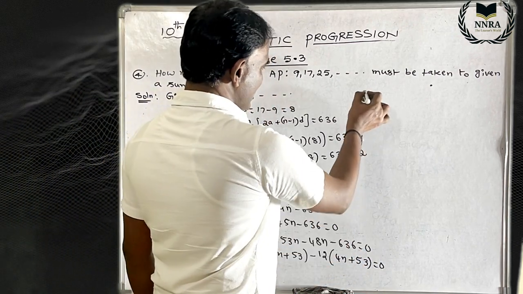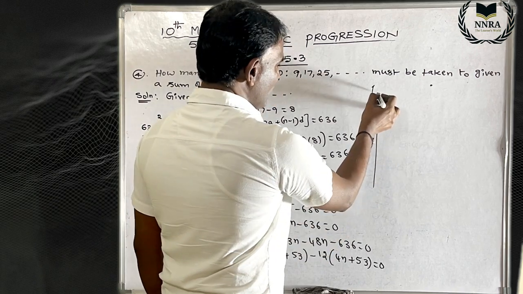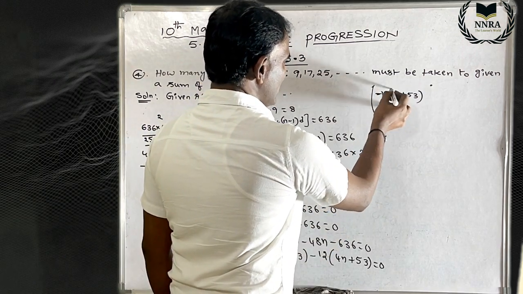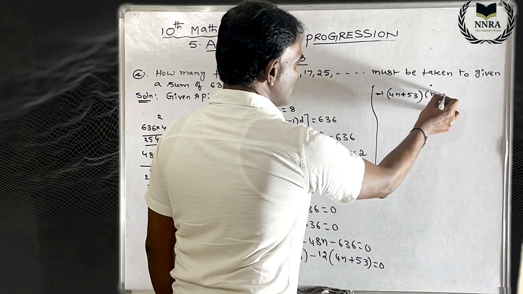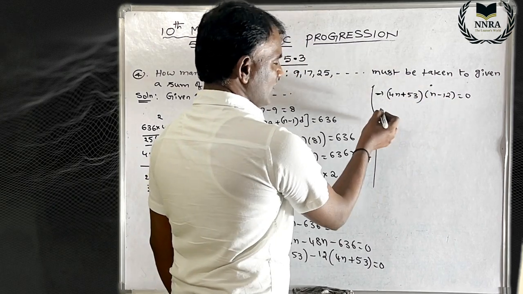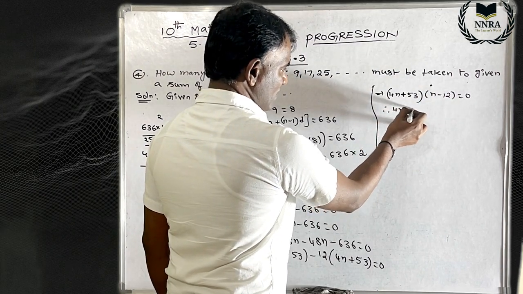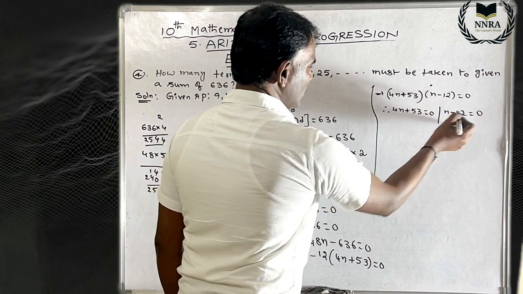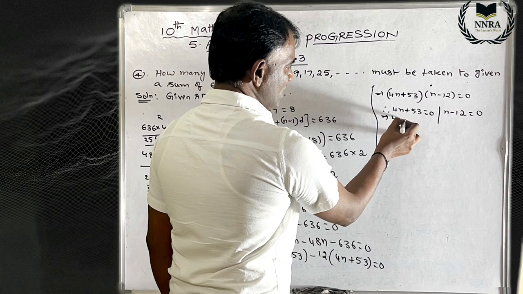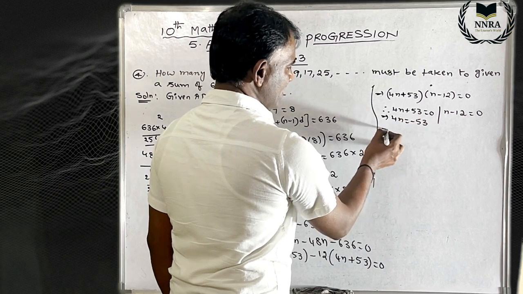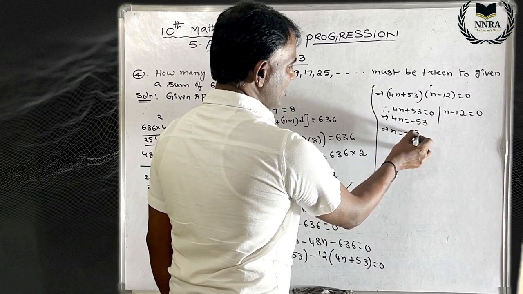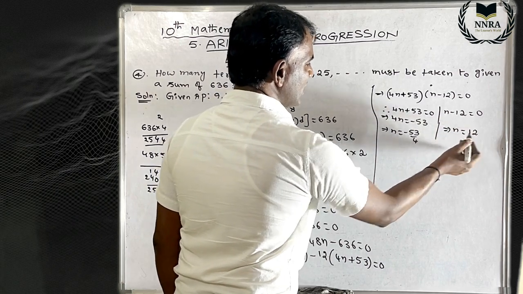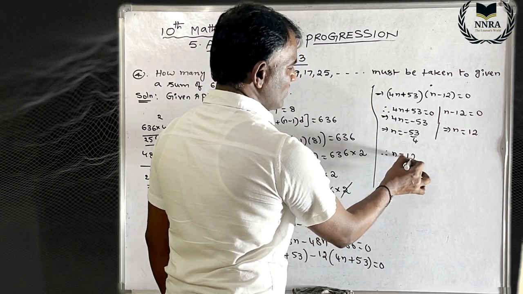Now how to write this? Again 4n plus 53 is common. If it is common, then what is the remaining value? n minus 12 equal to 0. Now 4n plus 53 equal to 0, n minus 12 equal to 0. So from this we get 4n equal to minus 53, then n equal to minus 53 divided by 4. And here we get n equal to 12. So n equal to 12.